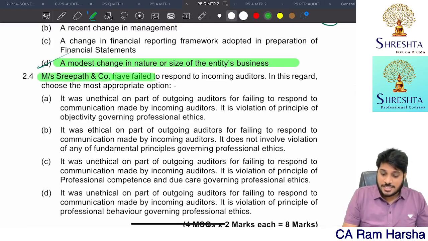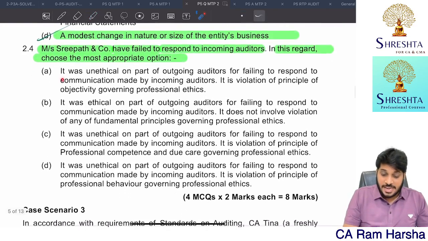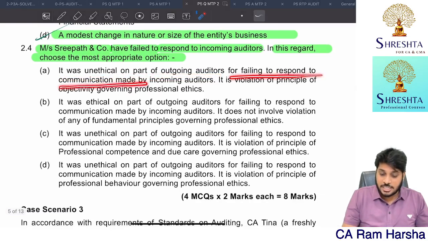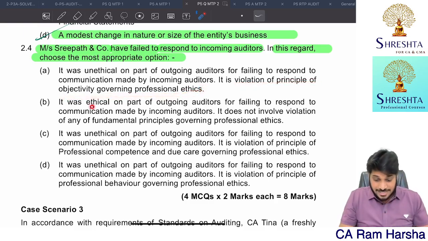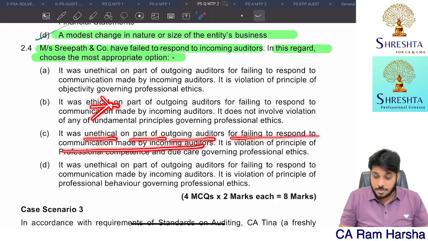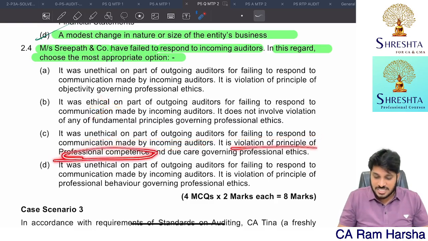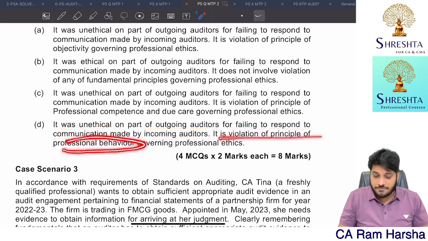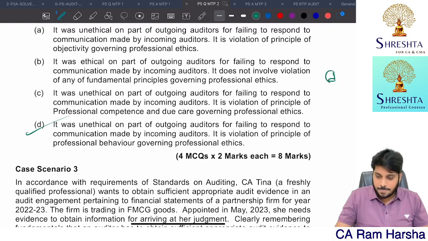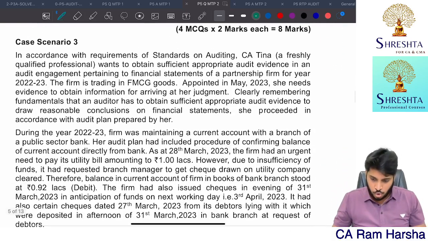Mrs. Sripath & Co. has failed to respond to the incoming auditor. In this regard, choose the most appropriate. They failed to respond, right? It was unethical on the part of the outgoing auditor for failing to respond to communication made by the incoming auditor. It is a violation of the principle of objectivity, no, that's not correct. It is a violation of the principle of professional competence, wrong. It is a violation of the principle of professional behavior. Yes, correct. D. Over. Case scenario.